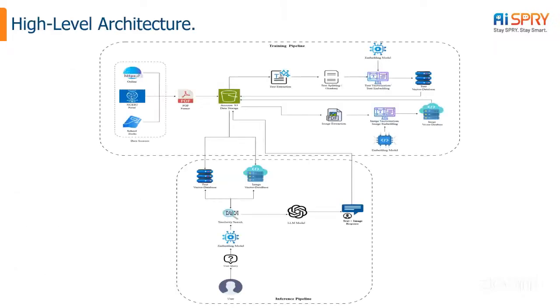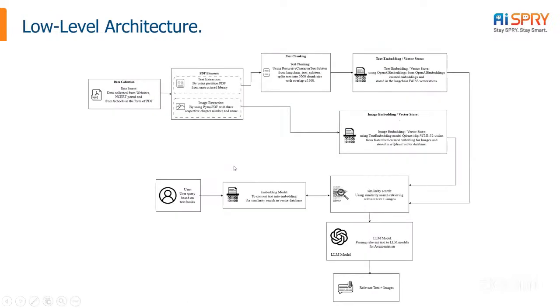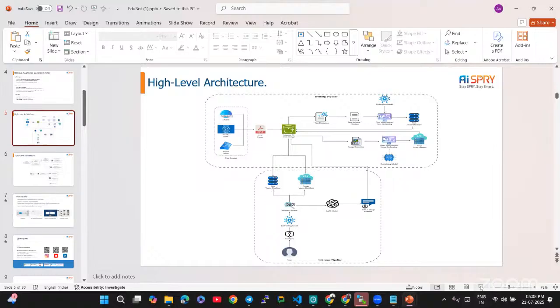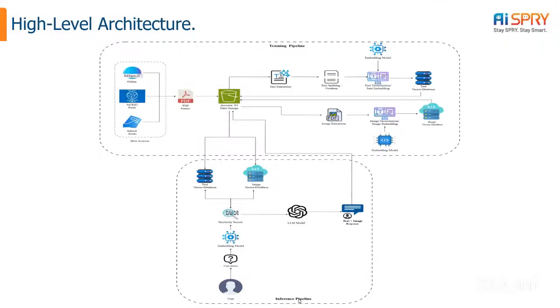Next, we have the high level architecture. When it comes to the high level architecture, we have two phases. One is the training pipeline, the above one, and the below one is the inference pipeline. Let us see what the training pipeline and the inference pipeline do.